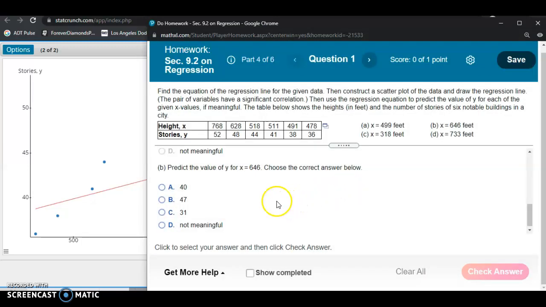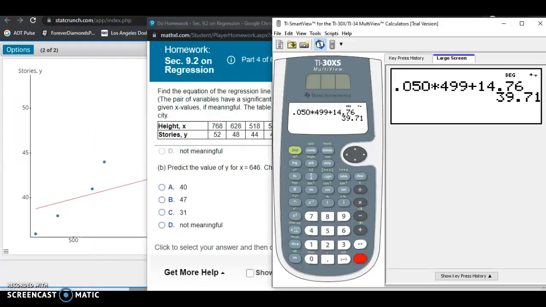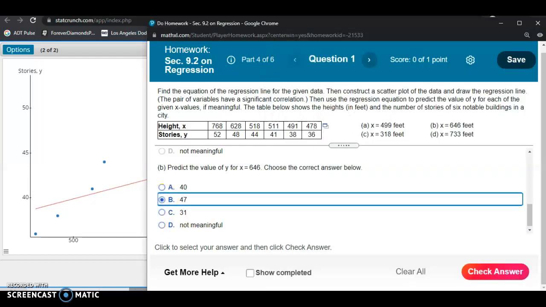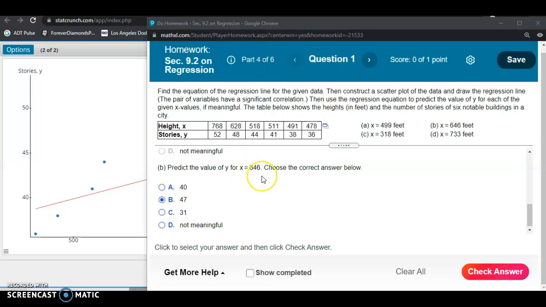Okay, same thing, predict the value of y when the building is 646 feet tall. So same thing. Okay, so 0.050 times 646, plus 14.76. Okay, once again, if we get a decimal, let's go ahead and round it to the nearest whole number. So that would appear to be close to 47. So we'd expect a building that's 646 feet tall to be about 47 stories.